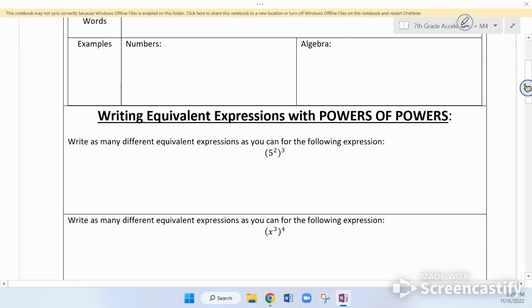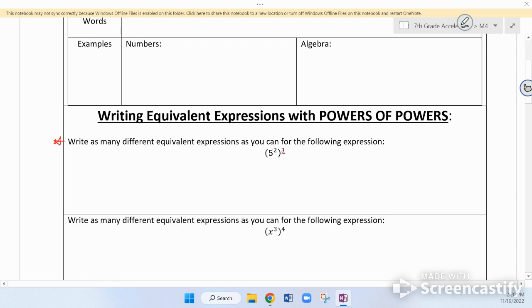So let's skip down to here. All right. Write as many different equivalent expressions as you can for the following expression. So pause. Try to just write two or three. Seriously, pause. Now I'm going to start, and I'll check yours when I get back. But what are some equivalent expressions to that?